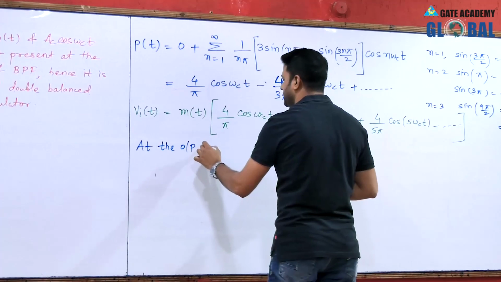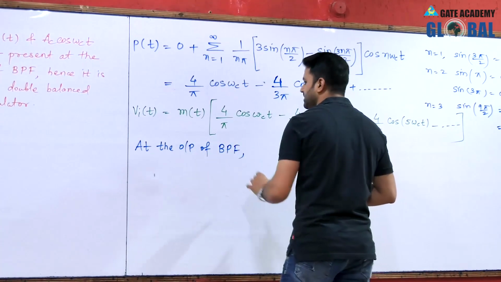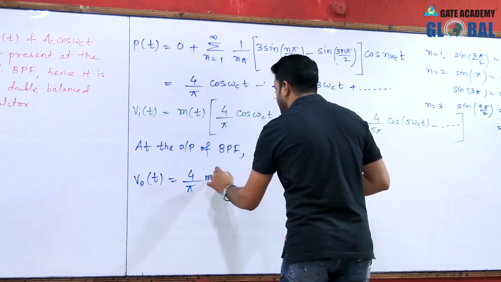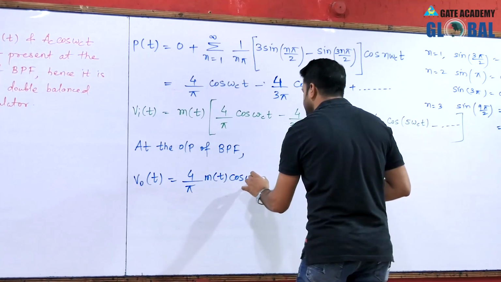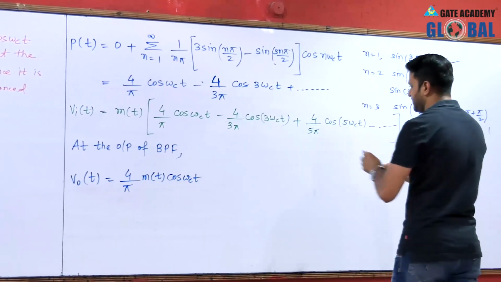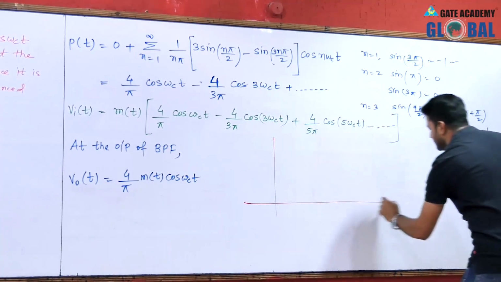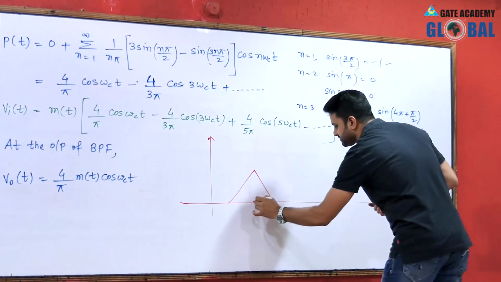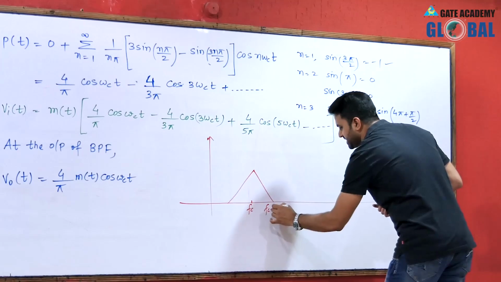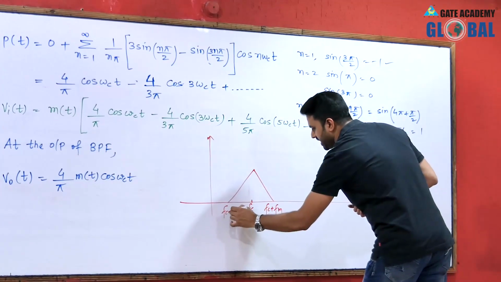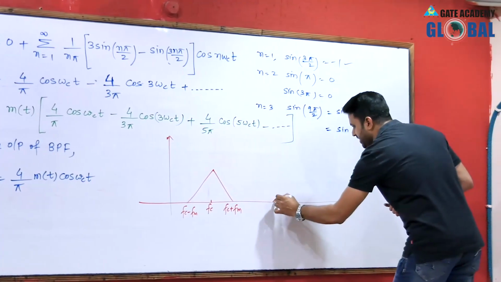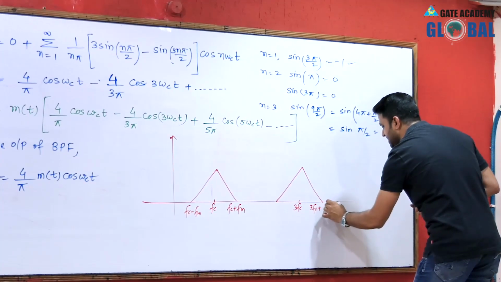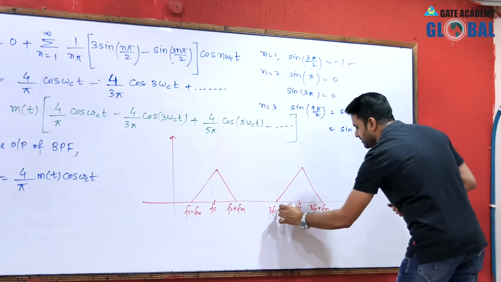At the output of band pass filter, V0(t) is 4/pi m(t) cos omega_c t. This will be the output, because if we draw the spectrum of this V0(t), we can easily observe that the first term will be centered at FC. It is centered at FC and it is FC plus FM and FC minus FM. The next component will be centered at 3FC, and this is 3FC plus FM and 3FC minus FM.